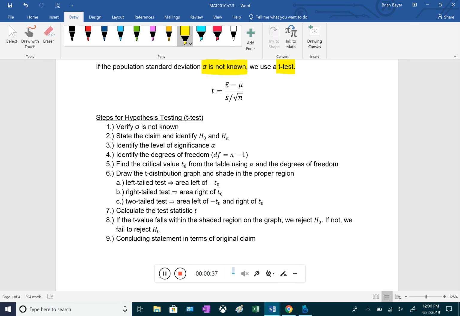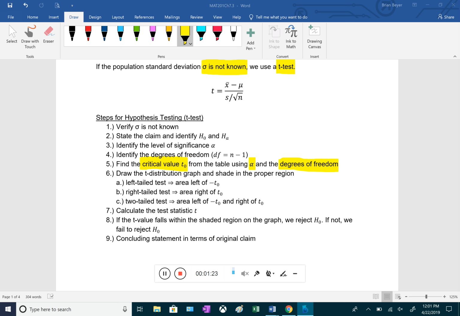Okay, so the steps for doing the t-test. First we have to verify that sigma is not given to us, and then we have to state the hypotheses again. So we state the null and the alternative hypotheses, same way we did before. And we should identify the level of significance, which will be given to us in the problem, which is alpha. And since we're doing a t-test, we need the degrees of freedom, which is n minus 1, and we need that for the table. We're going to find the critical value, which we'll call t sub 0, from the table using alpha and the degrees of freedom.